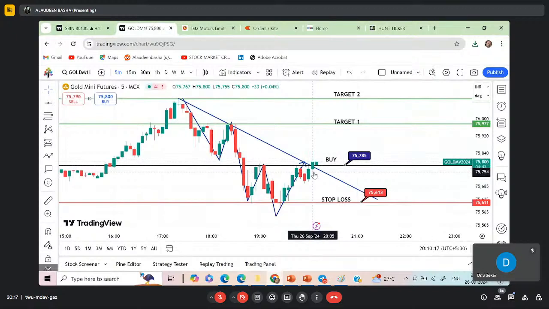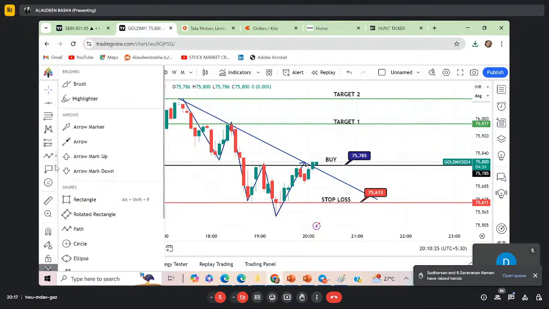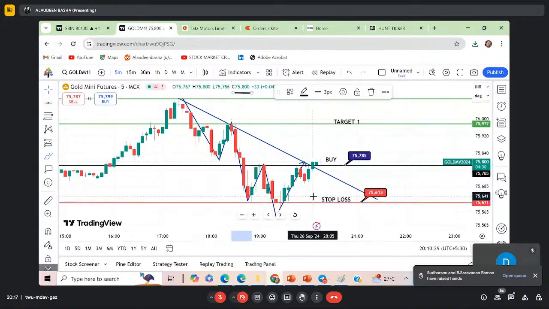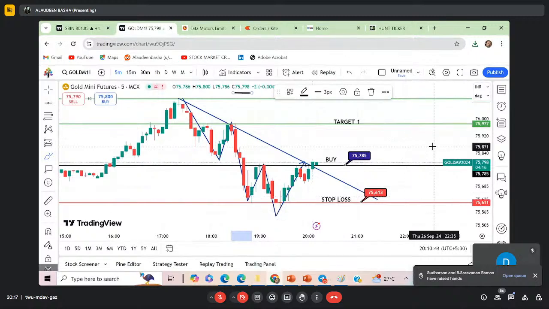Sir, just see here, the closed value. I put the cursor on this 85 candle. What's the closed value? Whether it closed above or below 75785? Above. Then can you take the buy or not? Yes, buy. Now you can take it as a buy in paper trade, not real trade.